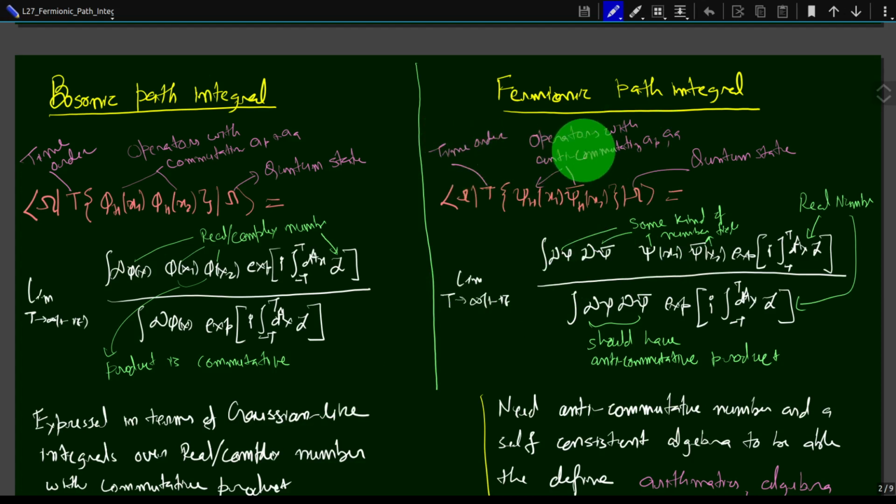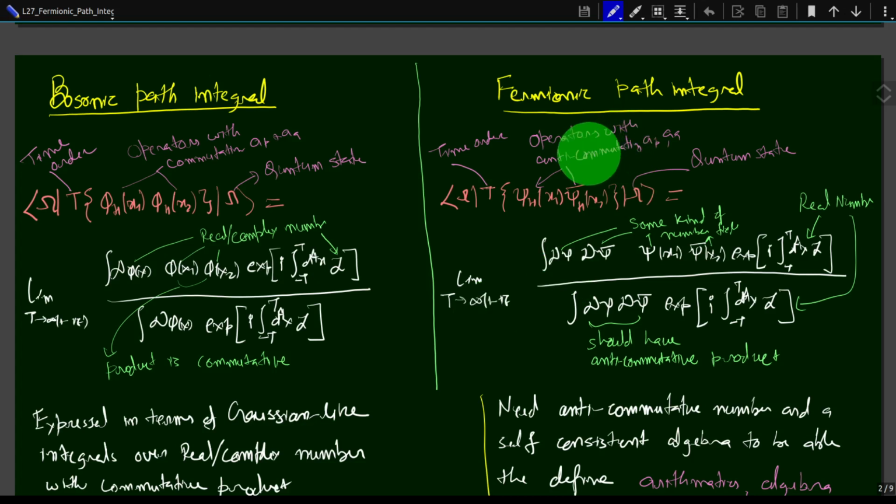Now, for the fermionic case, if I do the exact same copy, then I have the exact same thing on the left hand side: my time ordered product, my vacuum quantum state, and the operators psi hat x1 and psi bar hat x2, written in terms of anti-commuting AP's and AQ's. On the right hand side, I just copied the bosonic formula.